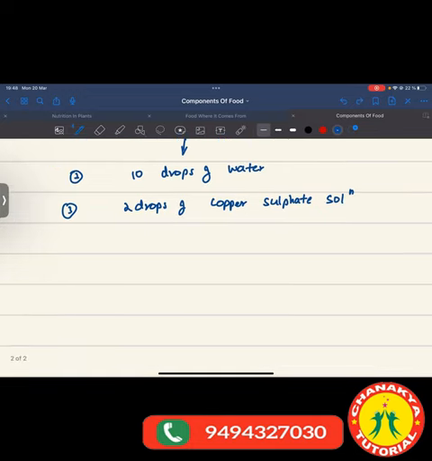And then now I'm going to add again 10 drops of caustic soda. You know what soda is, right? But this caustic soda, it's like the normal cooking baking soda that we use. So caustic soda, we're going to add to the test tube. We're going to shake it well.